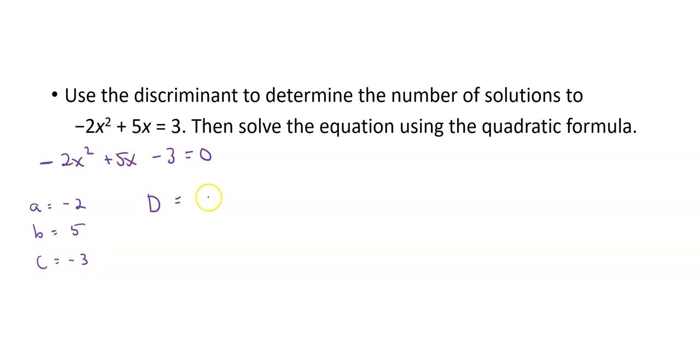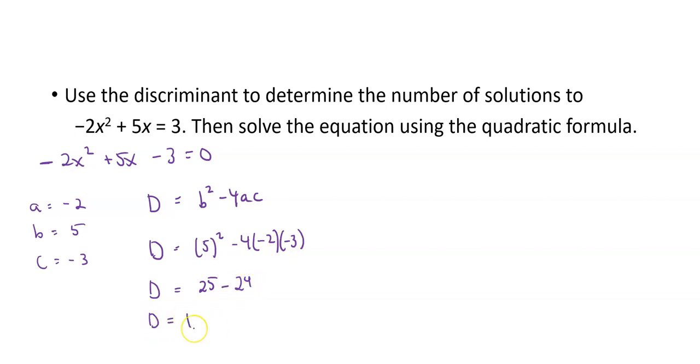So the discriminant is the b squared minus 4ac part. It's 5 squared minus 4 times negative 2 times negative 3. So the discriminant equals 25 now. Minus, minus, minus. Two negatives make a positive. Positive times a negative is a negative. 4 times 2 is 8 times 3 is 24. So the discriminant is 1.